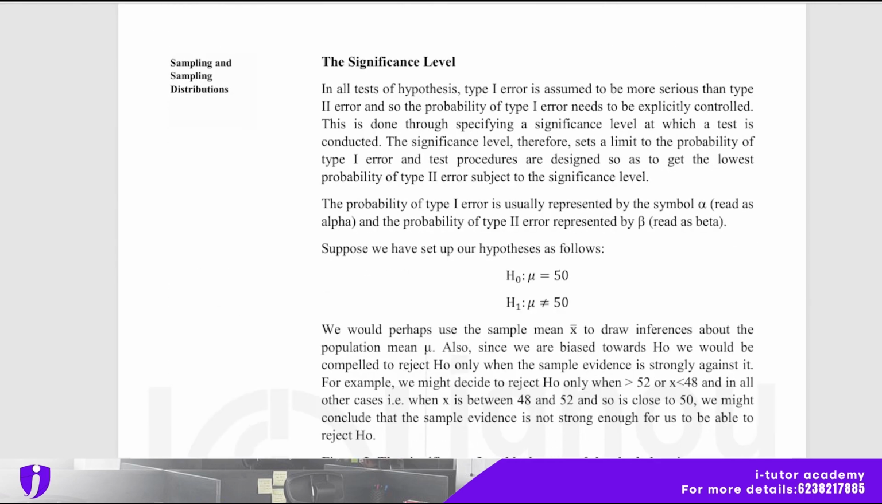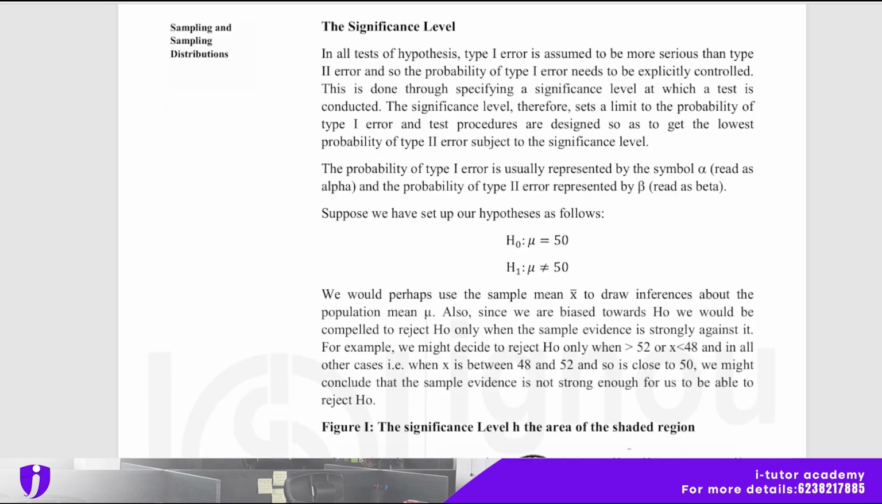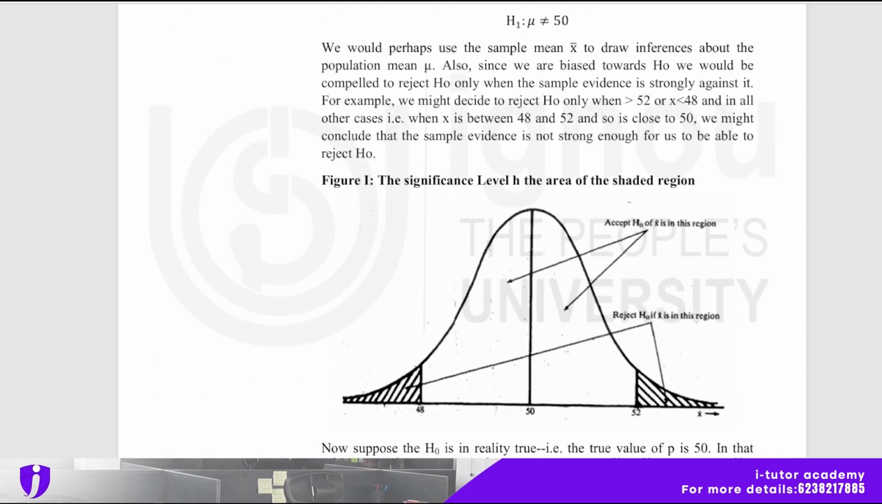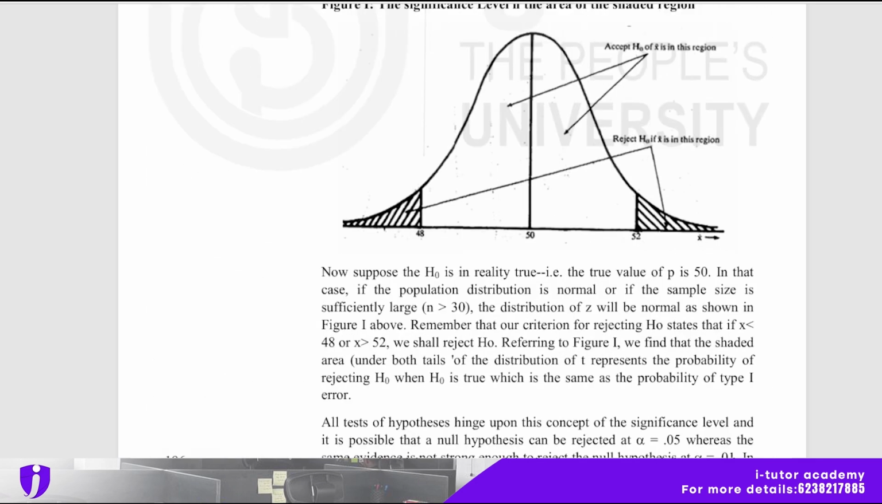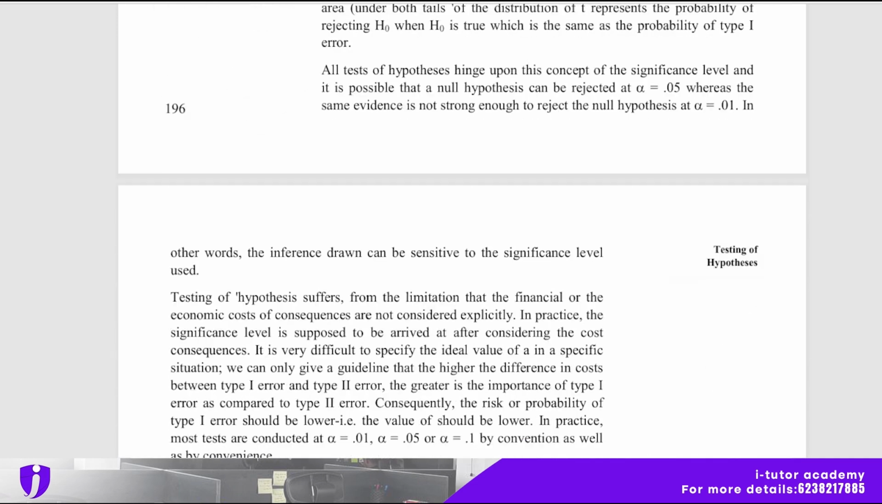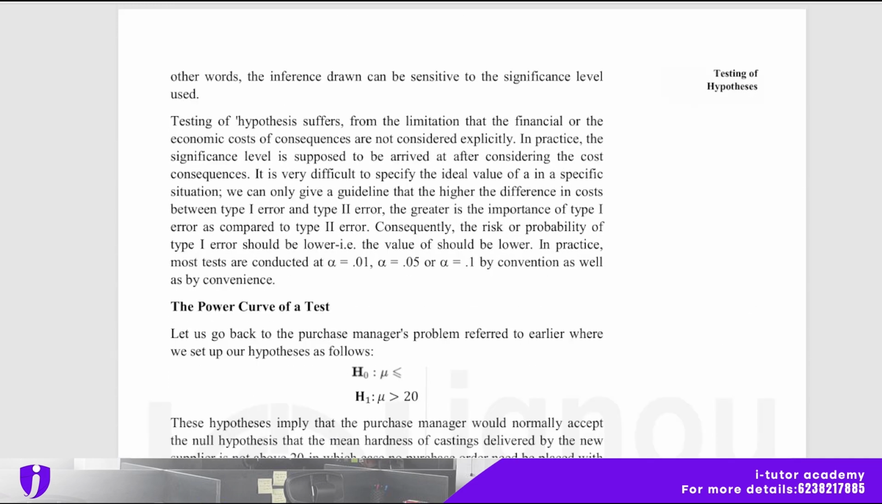In all tests of hypothesis, type 1 error is assumed to be more serious than type 2 error, and so the probability of type 1 error needs to be explicitly controlled. This is done by specifying a significance level at which a test is conducted. The significance level therefore sets a limit to the probability of type 1 error, and the test procedures are designed so as to get the lowest probability of type 2 error subject to the significance level. A significance level is the area of the shaded region. So here is the picture, and next is the power curve of a test.